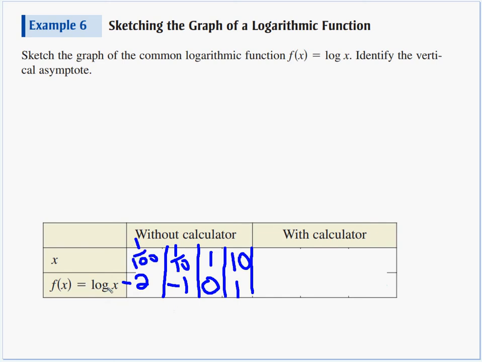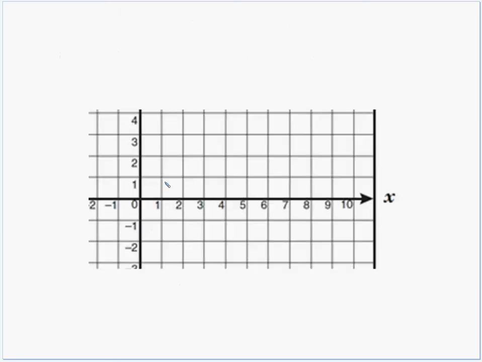Now, we can do these on the graph. We got these again without a calculator. If I hop over here, we would have 1, 0. We would have, what was the next one? Over 10 up 1. And then we had 1/10, negative 1.